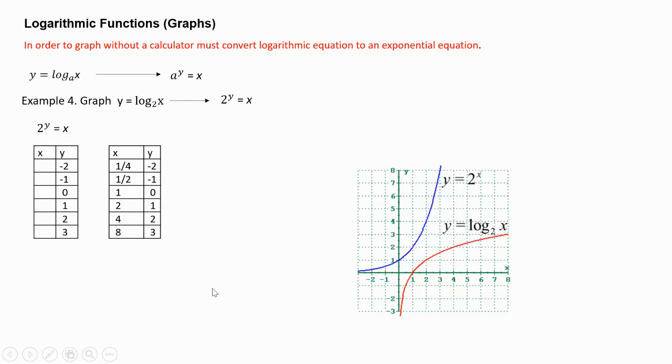So how do we graph this one? The one in blue is my exponential function. The one in red is my logarithmic function, which is the one that we're trying to graph for example 4. If you notice, when x is 1/4, 1/4 will be about right there between 0 and 1/2. So when x is 1/4, y is -2. When x is 1/2, y is -1. When x is 1, y is 0.